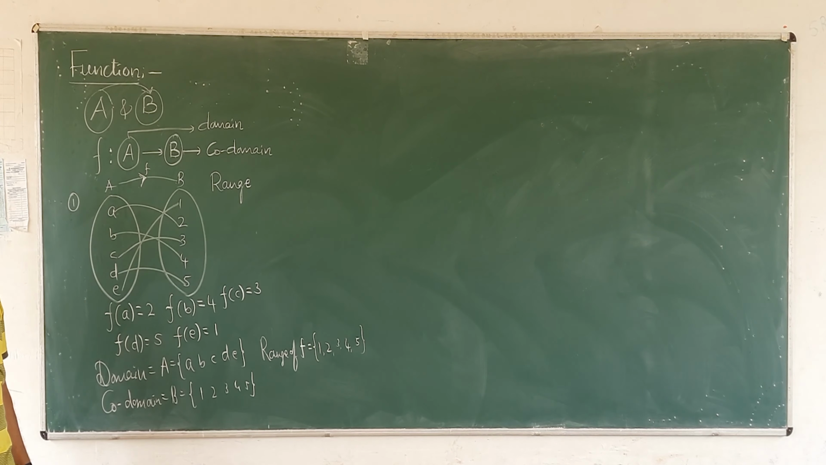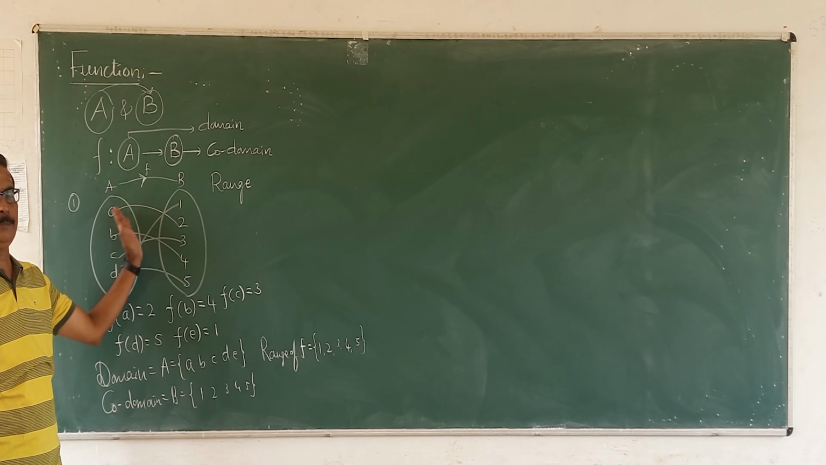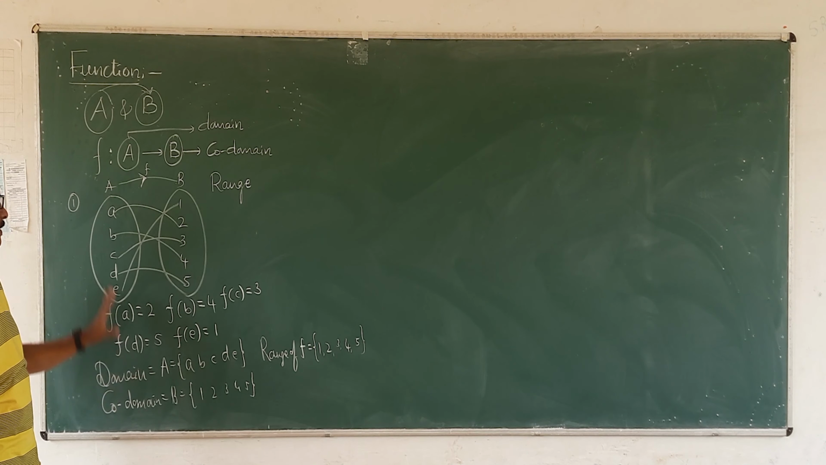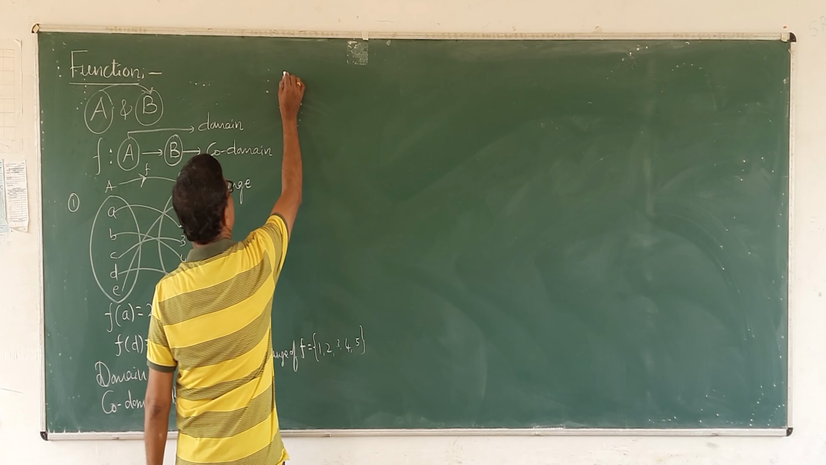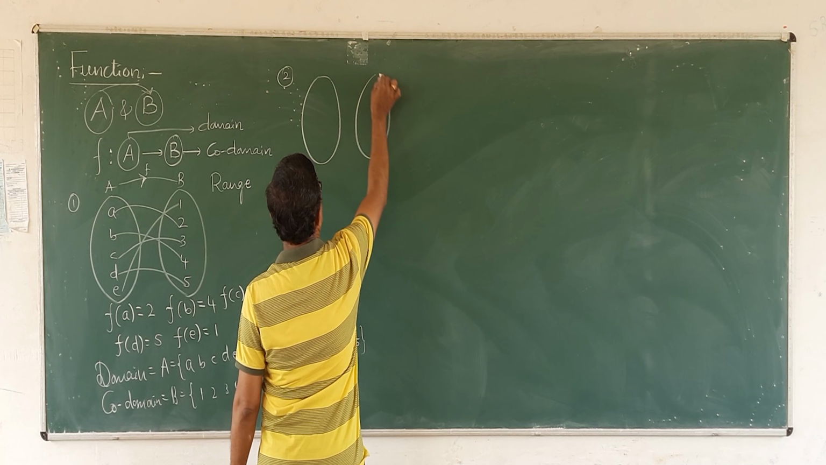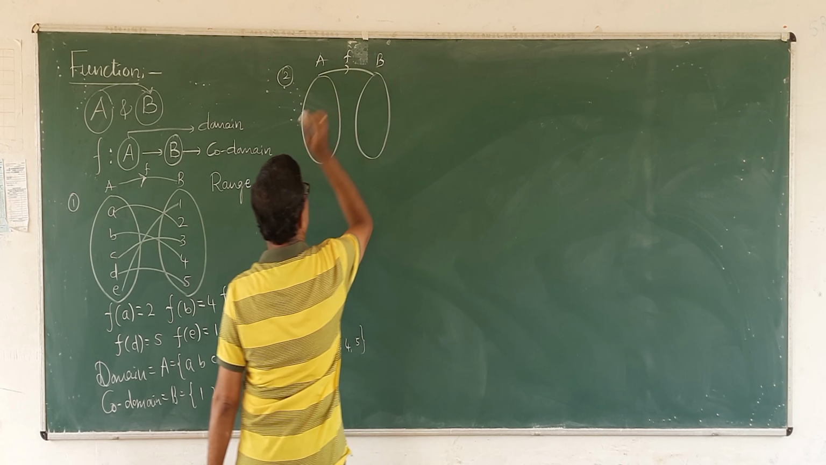First set A is called domain, second set B is called codomain. The set of all images under the map is known as the range of the function. In that first example, it is a function. Another example, identify whether it is a function or not. Let's check. So F is a function from A to B.